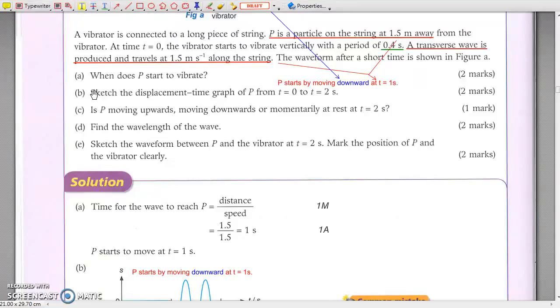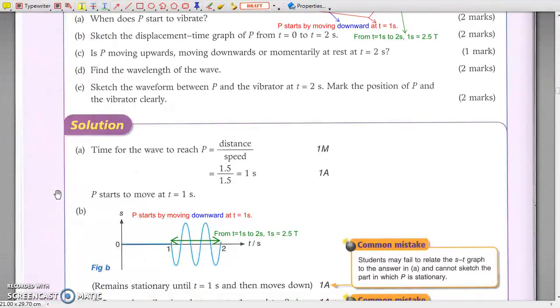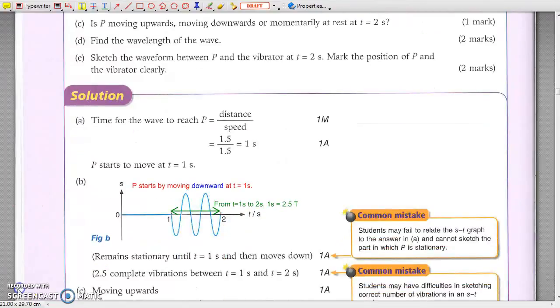Lastly, the period is 0.4 seconds. And so, from t equals 1 second to 2 seconds, it is 2.5 periods. For part C, the answer is upward. At t equals 2 seconds, particle P is at its equilibrium position. It is moving, and moving at the highest speed, upward to form a crest very short time later.